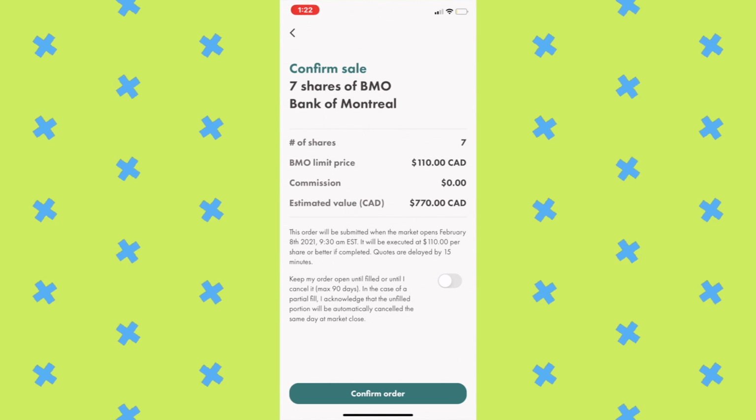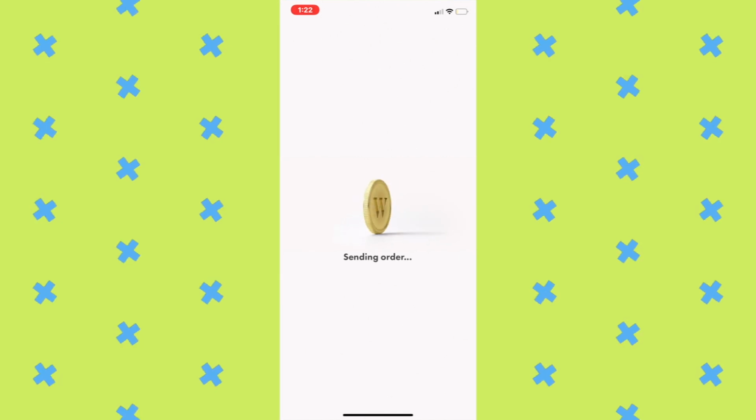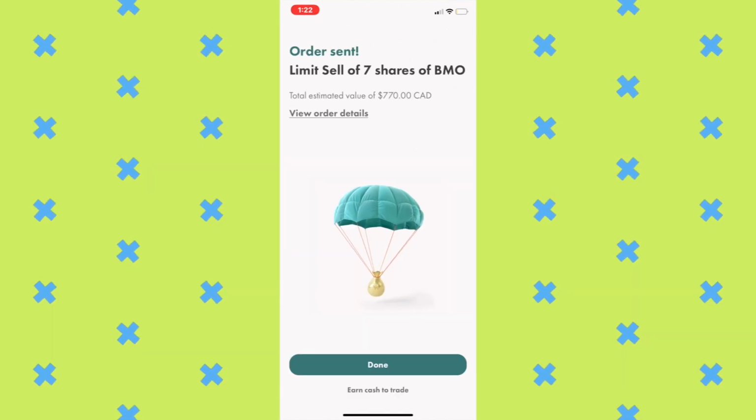And now this is the order summary page. So we have 7 shares selling for $110 each. That's going to be $770. So I can choose to keep this open or not. It's just a test order, so I'm just going to click confirm order. And as you can see, the order went through.